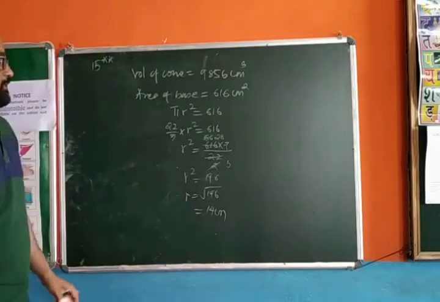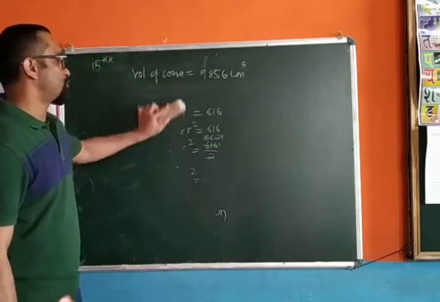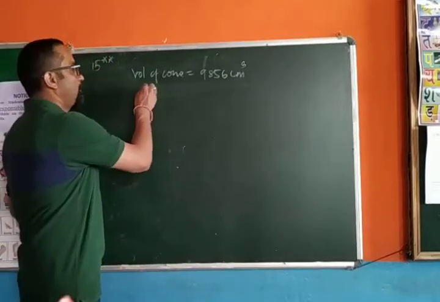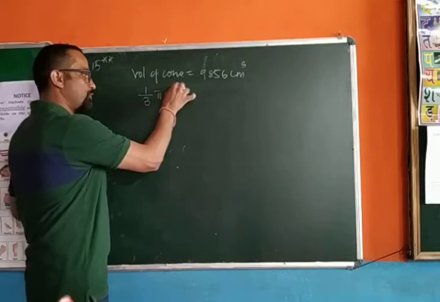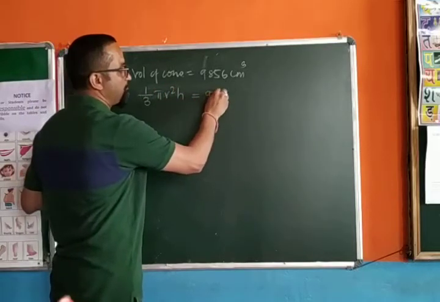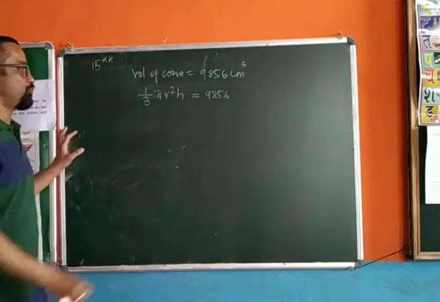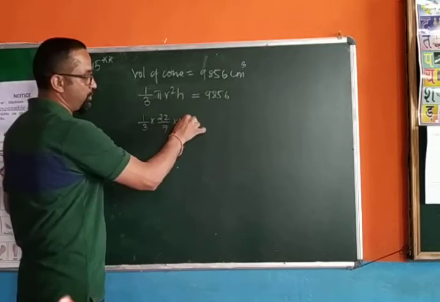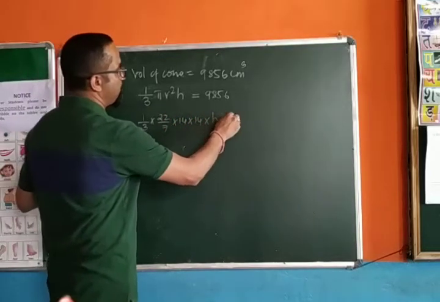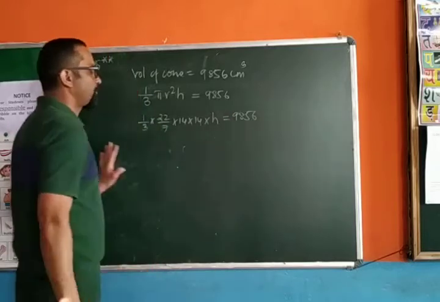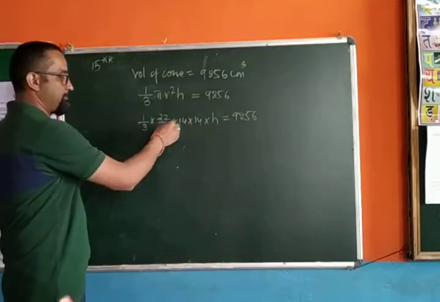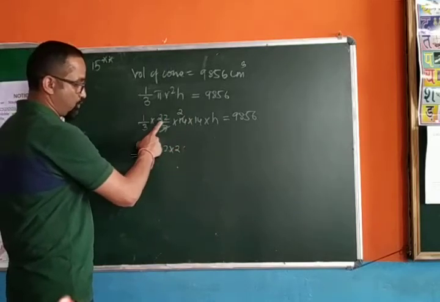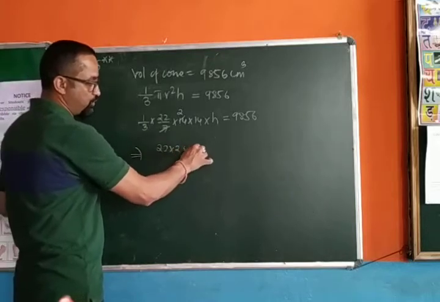We know the radius. Now this radius is used to calculate the height. So we write volume of cone, 1/3 pi r square into height equal to 9856. Substitute 1/3 into 22/7. Radius is 14 into 14 into height equals 9856. You can cancel here only. 7 2 times 14, 22 into 2 into 14 into height.